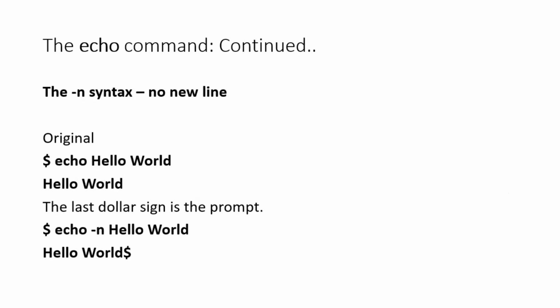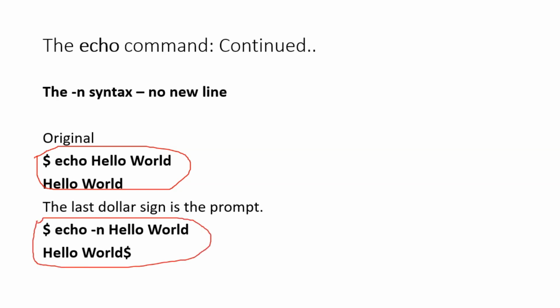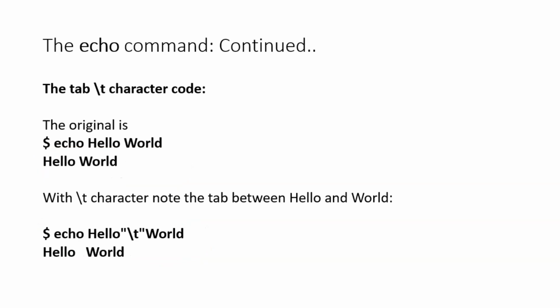We continue with the echo command. The -n flag when used eliminates the new line. Check the difference when you did not use -n and when you used it. We continue with the echo command. The \t character code adds a tab between two strings, as you can see here.